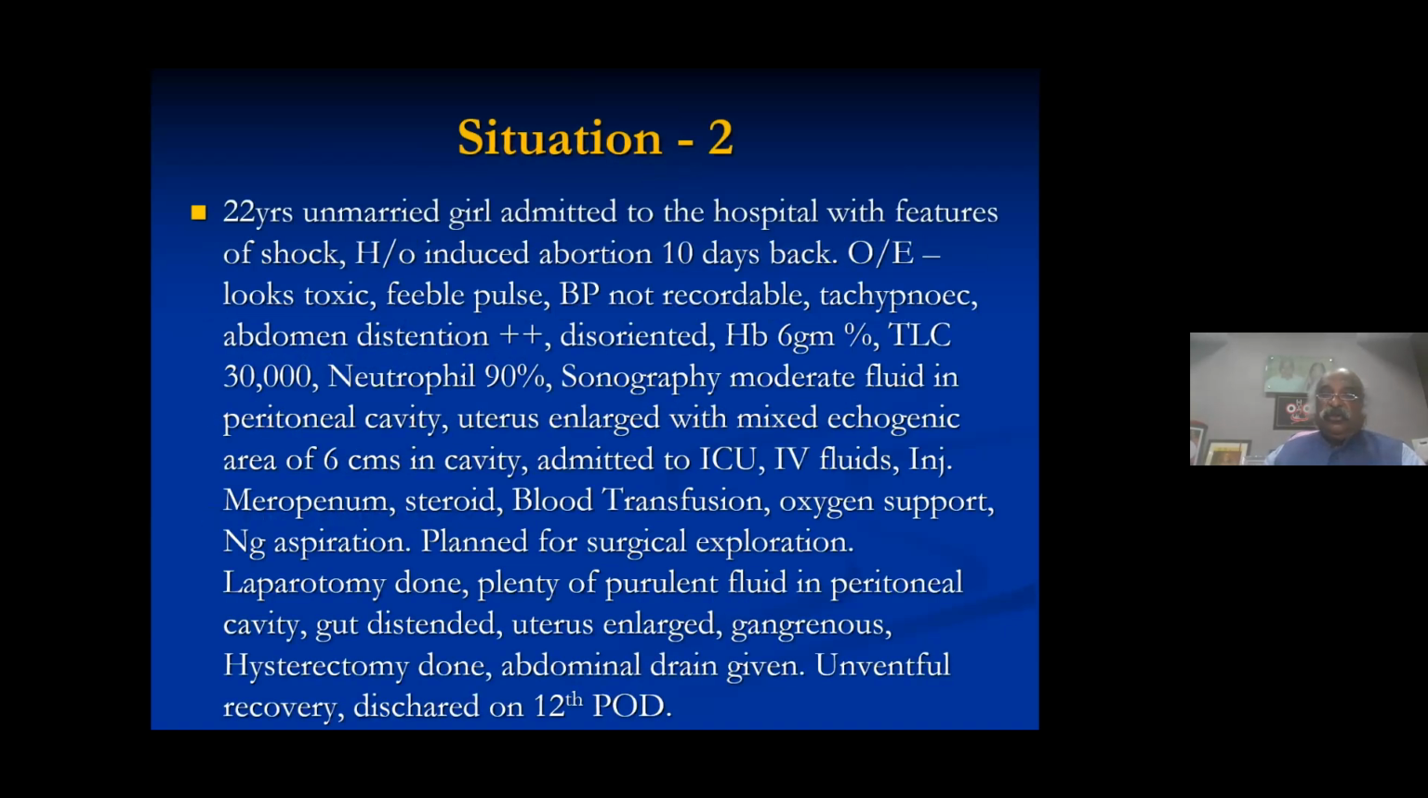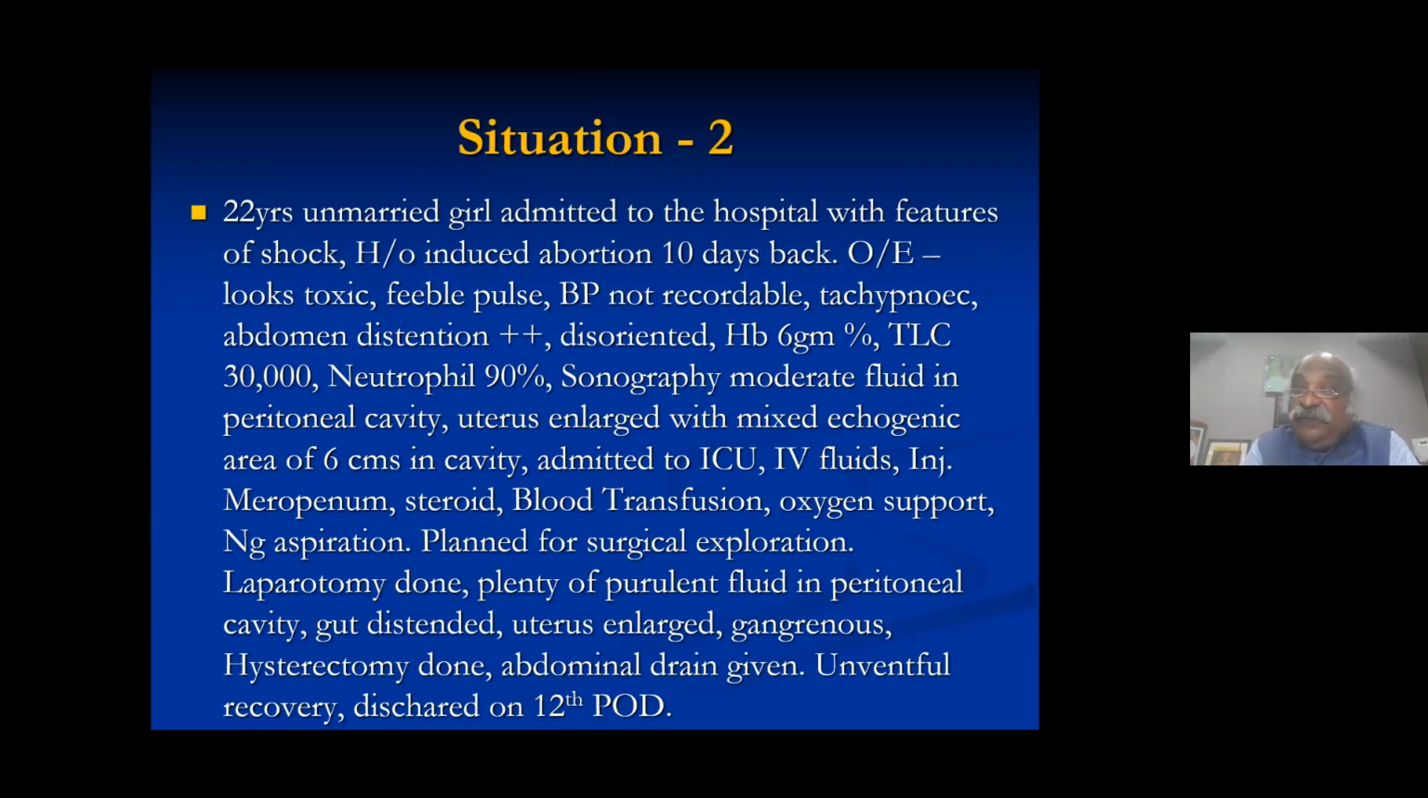This is a situation from way back, about 20 years ago, when I was in the medical college. An unmarried girl of 22, a very educated girl, was admitted to the hospital with features of shock and a history of induced abortion 10 days back. She was educated, but the induced abortion was done by quacks.